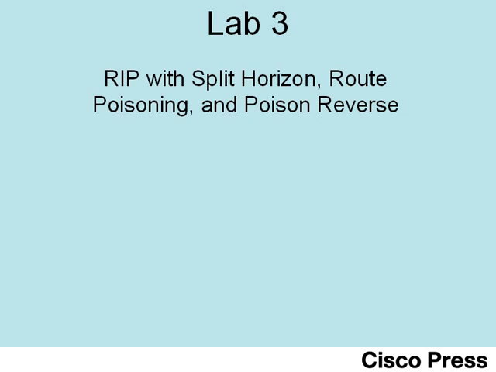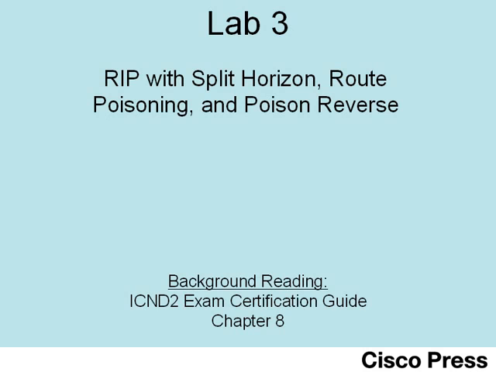Hello and welcome to ICND2 Lab 3, RIP with split horizon, route poisoning, and poison reverse. All these features have to do with distance vector loop avoidance with RIP. For those of you using the Cisco Press exam certification guides, note that the material covered in this video is also explained in the ICND2 book's Chapter 8.